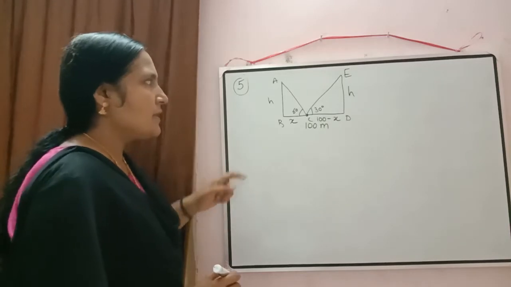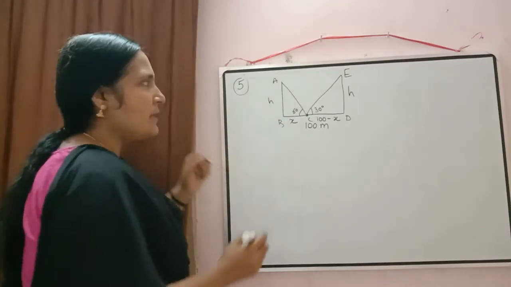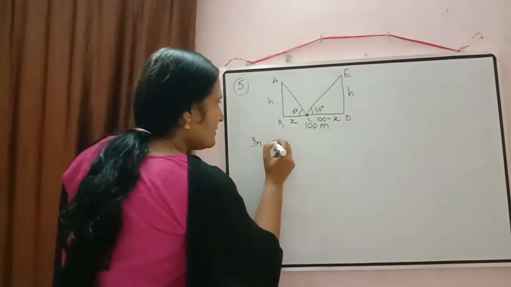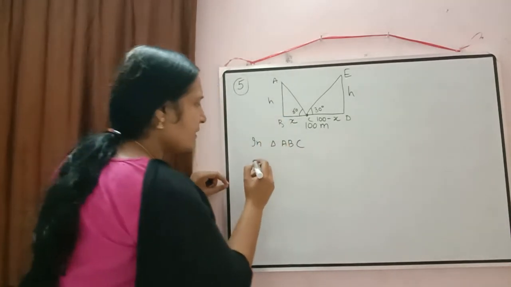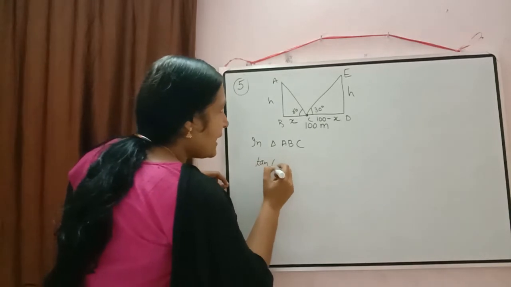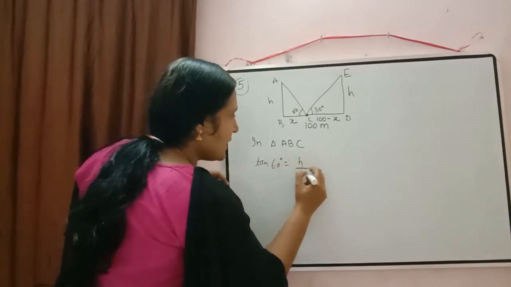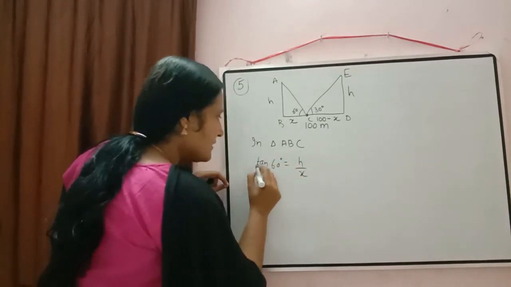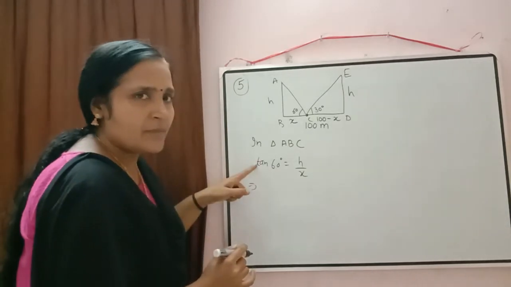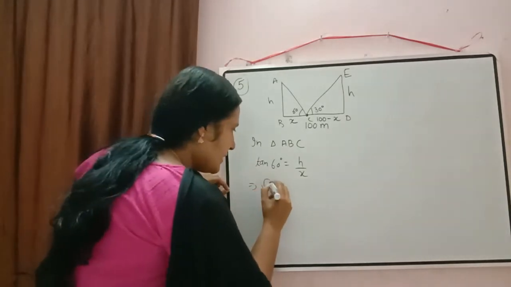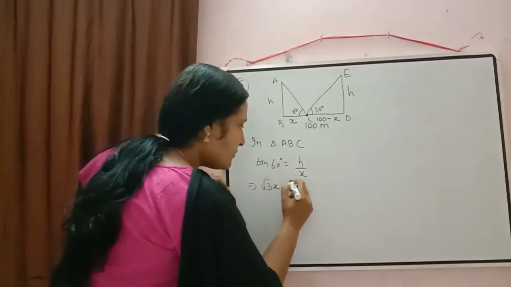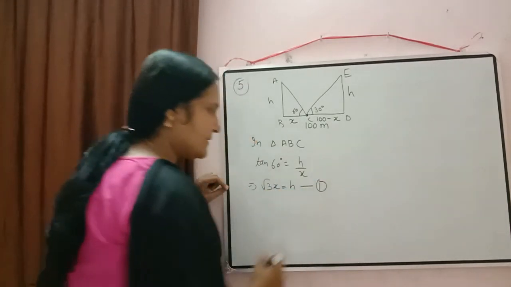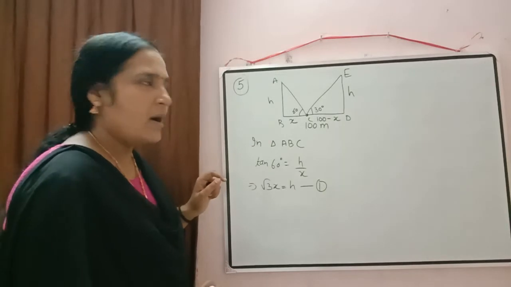Now first, what can we do? We can take this triangle only. So just write down, in triangle ABC, what will come in that triangle? We'll get tan 60 degree is equal to h by x. What is the value of tan 60 degree? Root 3. So from here, shifting this x, we will get root 3x is equal to h. Make it equation number 1.